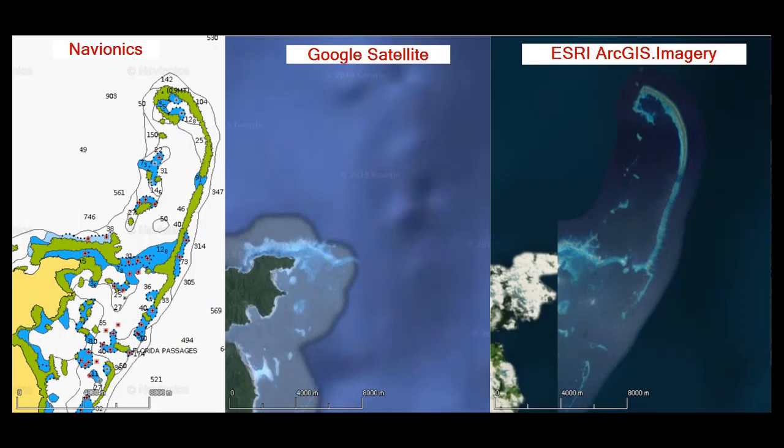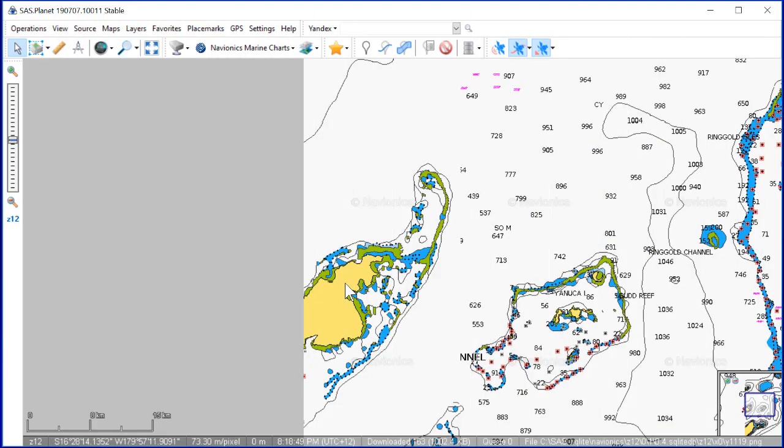Here are 3 screenshots of the east end of Rabi Island. Navionics on the left and ESRI ArcGIS imagery on the right show the reef, but Google Satellite in the middle does not. So in this case, Navionics and ESRI are the heroes. You never know which satellite image or chart is the most accurate until you compare them all against each other for each location. Let's go find a place where Navionics fails to show a reef.